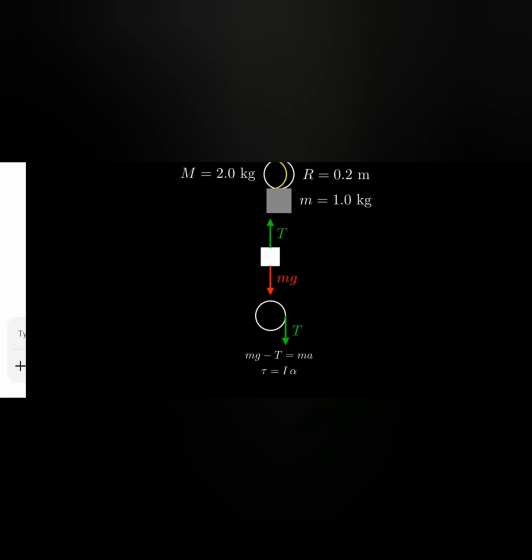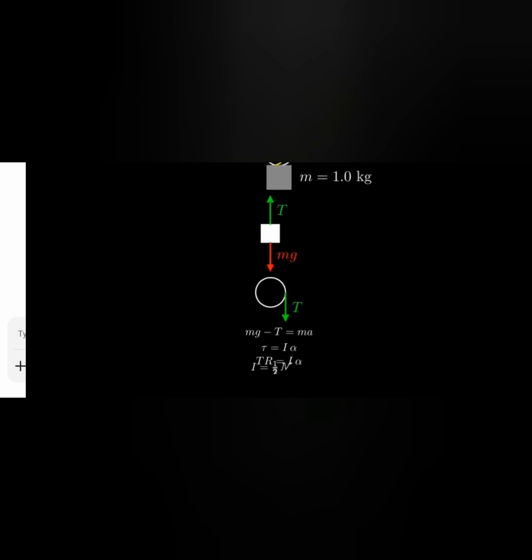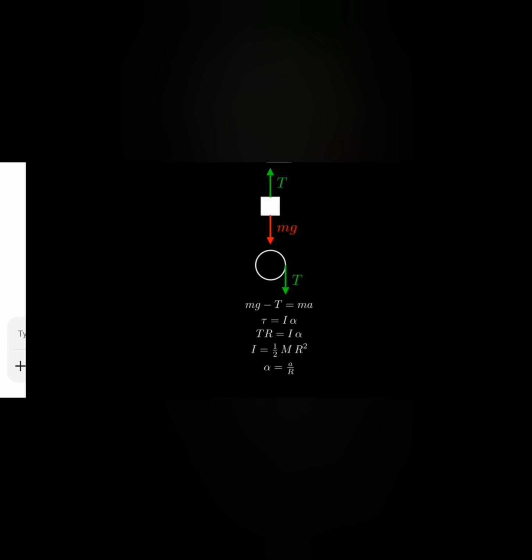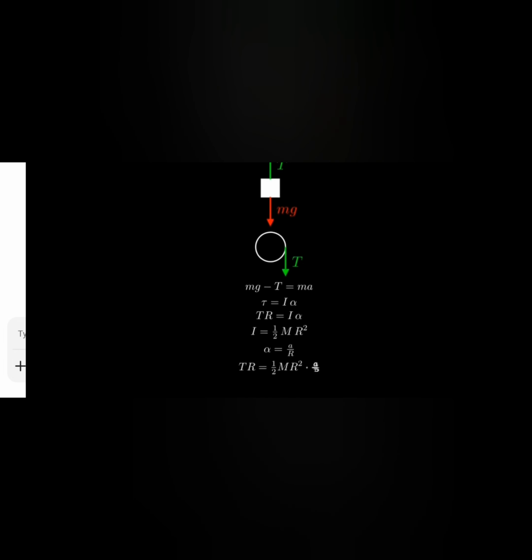The moment of inertia of a solid cylinder is 1/2 m r squared. And alpha equals a over R because the string does not slip. Substituting those expressions into the torque equation and canceling R gives T equals 1/2 ma. Now substitute the expression for T into the block equation mg minus T equals ma.